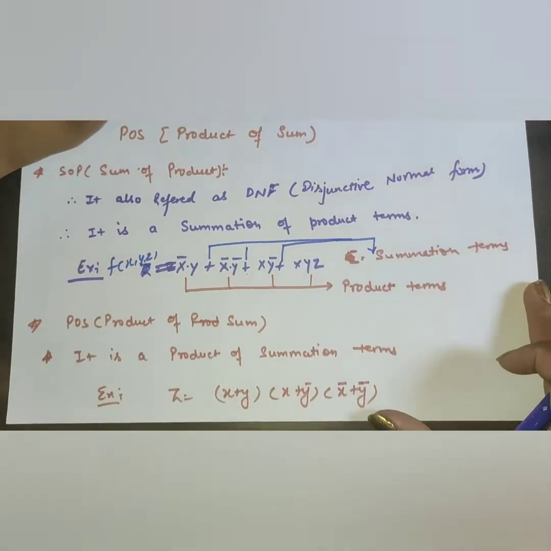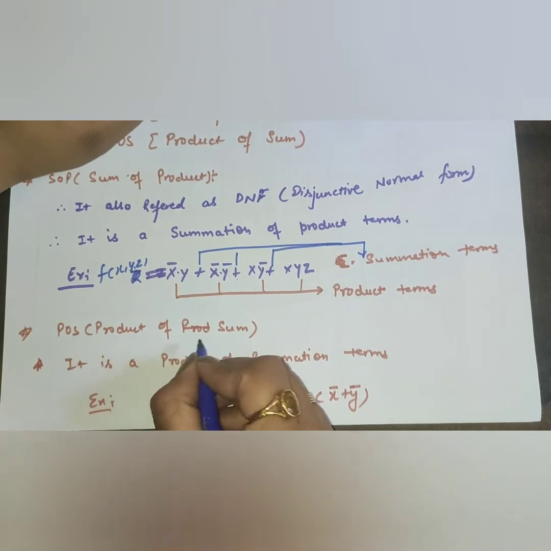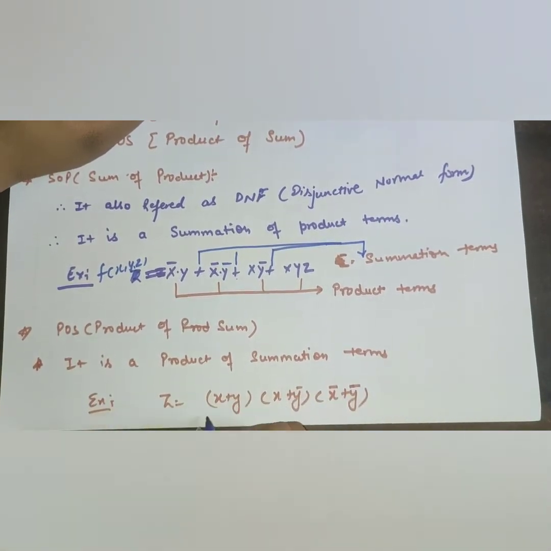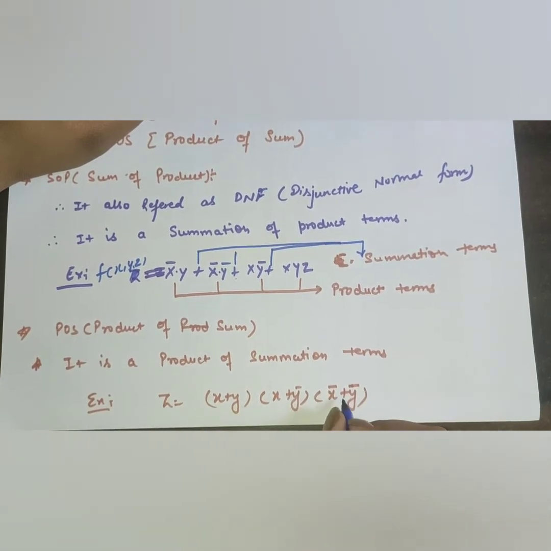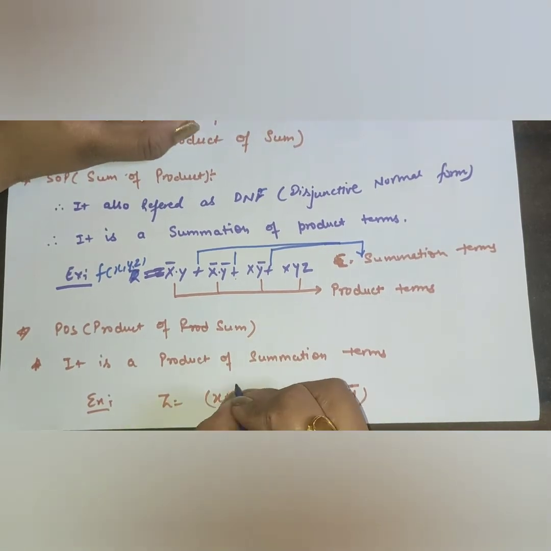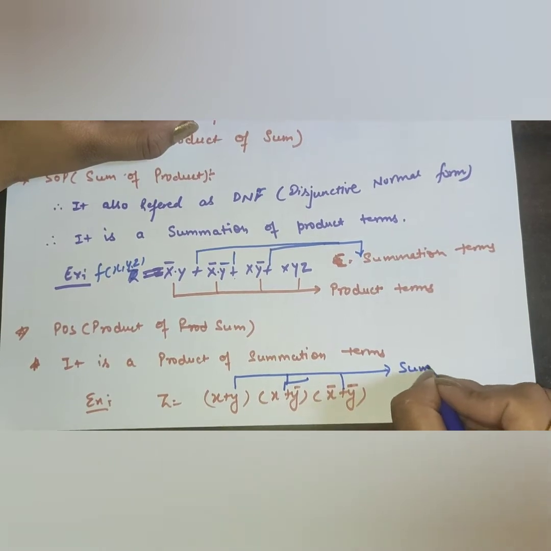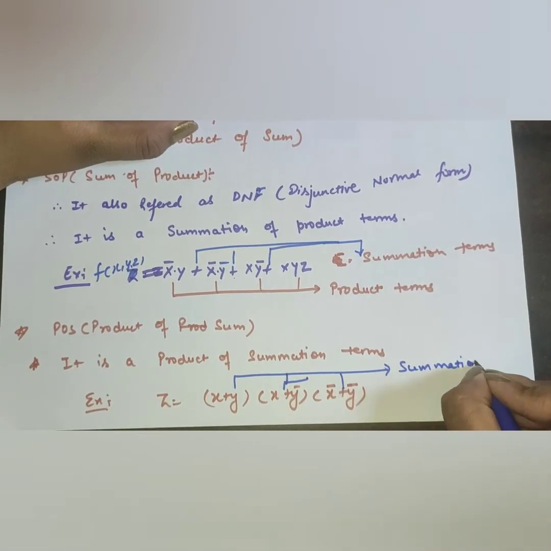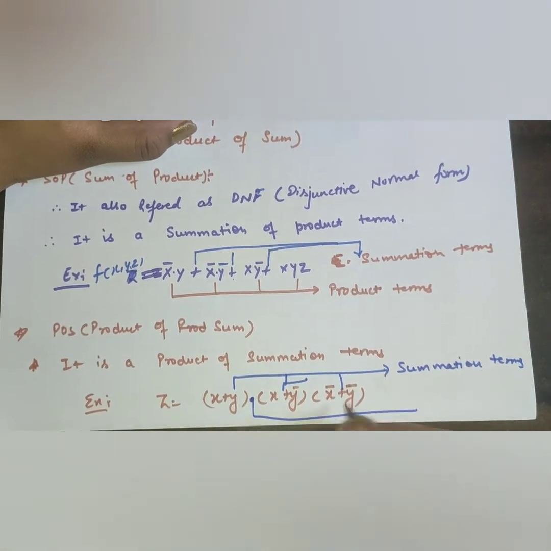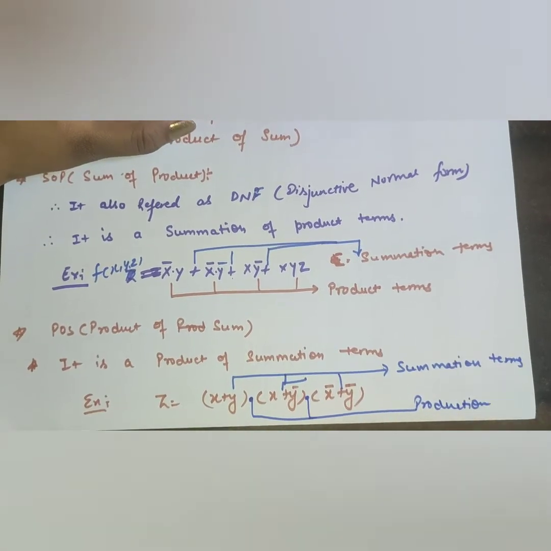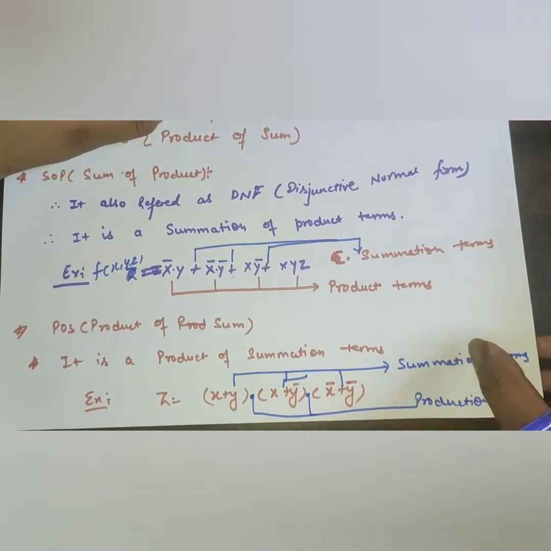Now POS form. POS form is product of sum. It is a product of summation terms. So here z equals x plus y, the product of x plus y bar, plus x bar plus y bar. So this is a summation term and these are product terms. So this is a product of different sums.